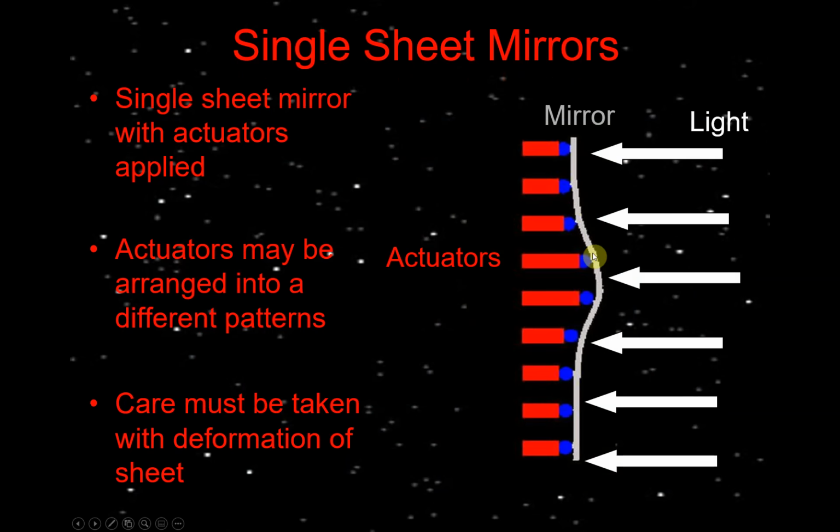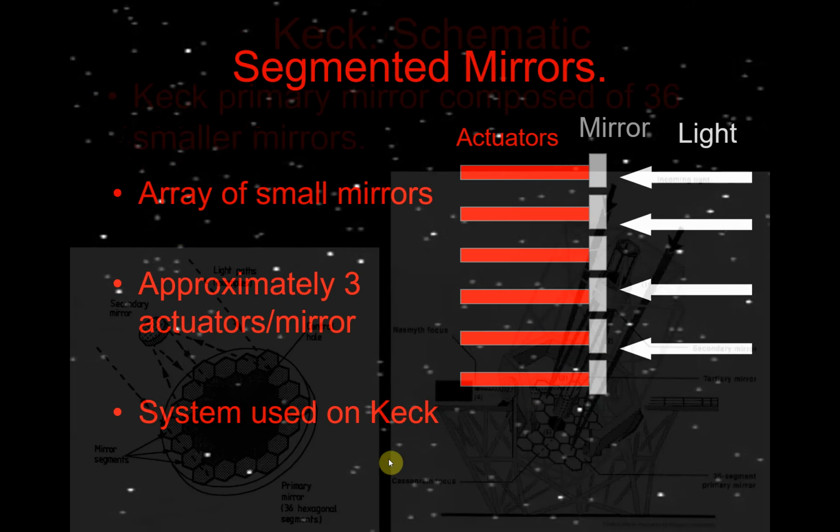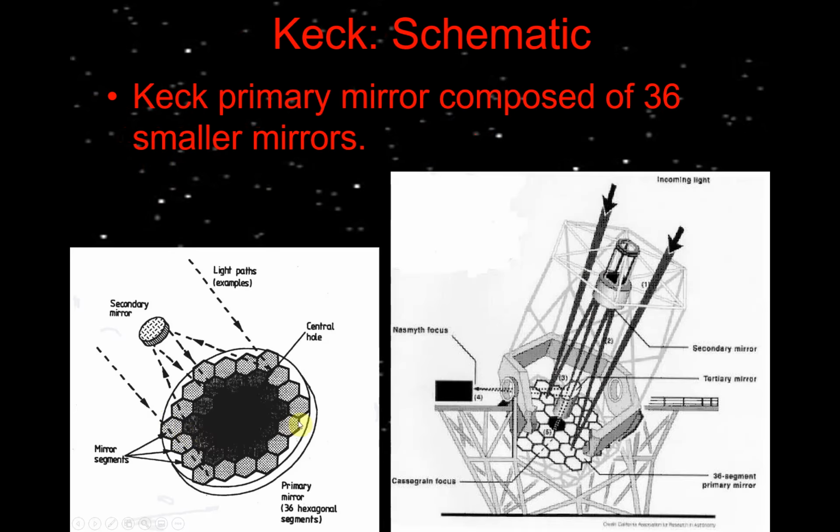And we can take a single sheet mirror and we can deform that, or we can use lots of little mirrors and move those around, similar to the system used on the Keck telescope. So this is a 10-meter telescope made up of lots of little hexagons which can be individually moved to account for atmospheric effects.